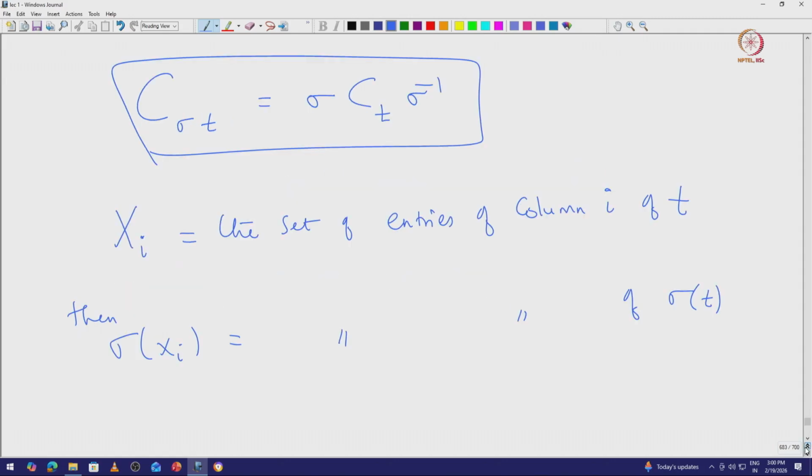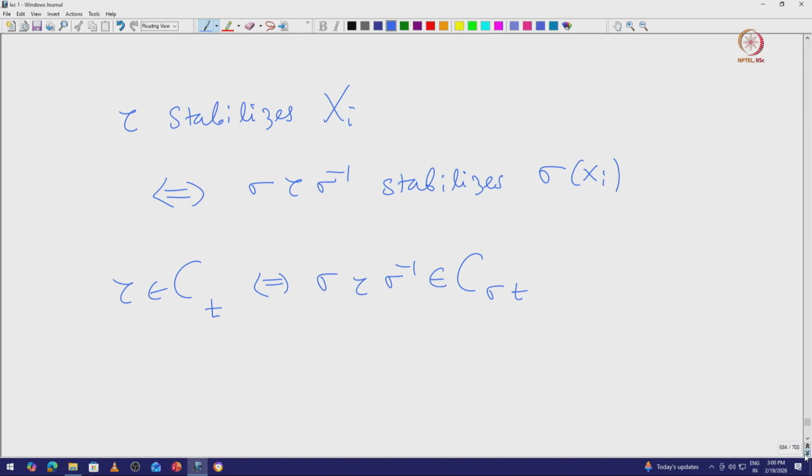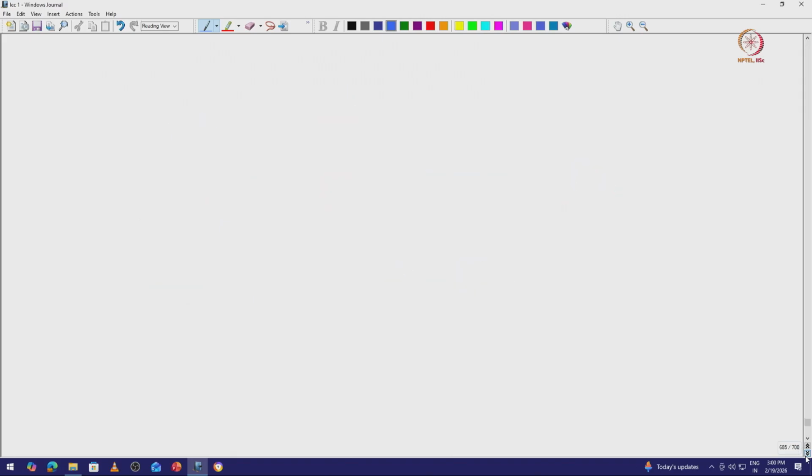So, that proves that C sigma t is given by sigma C t sigma inverse. So, now using this, let us compute what we wanted. Let us compute more generally this phi lambda of sigma and then this A t. Note that both of them are operators on M lambda.